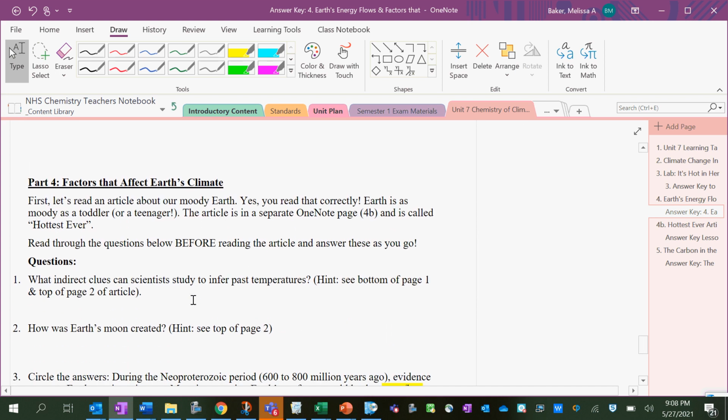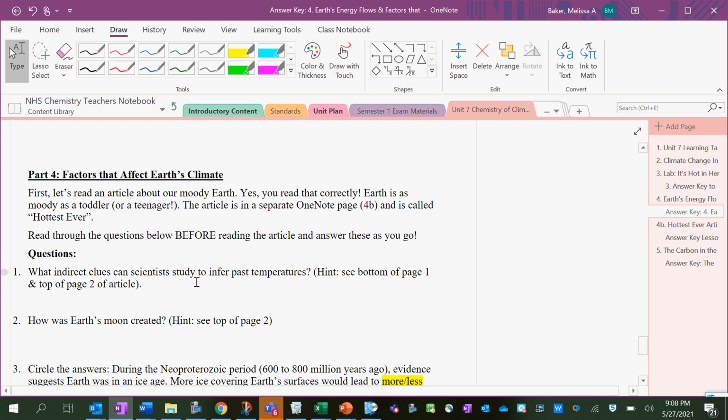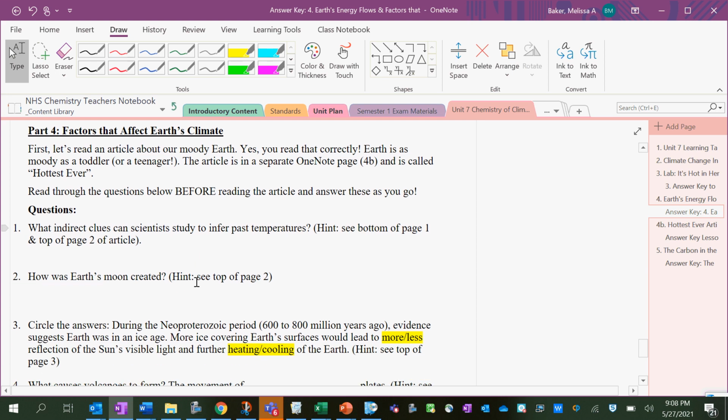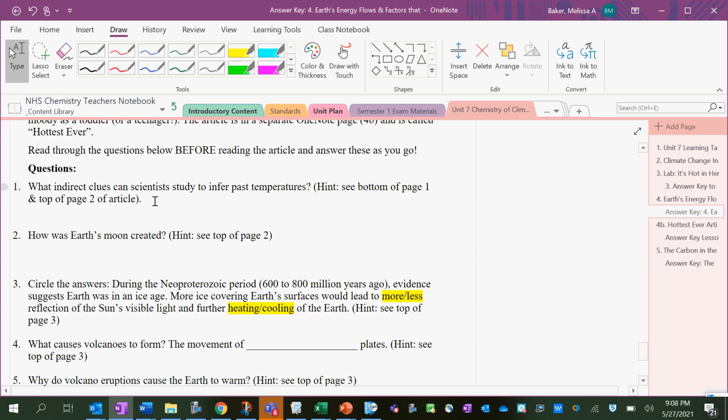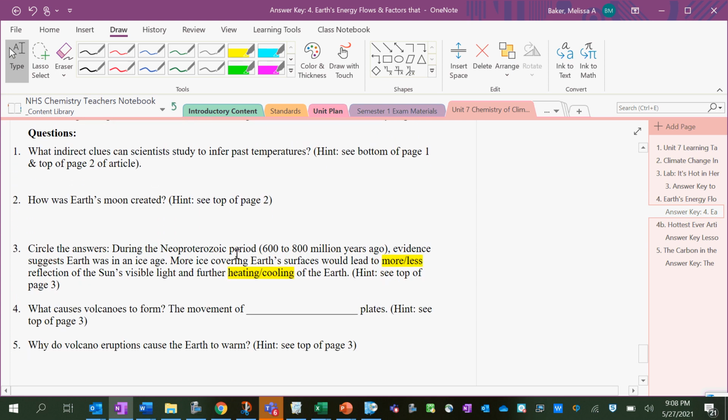And then last but not least, it says, let's read an article about our moody Earth. Yes, you read that correctly. Earth is as moody as a toddler or a teenager. The article is in a separate OneNote page and is called Hottest Ever. Read through the questions before reading the article and answer these as you go. And so it kind of gives you hints as to where you'll find these answers.